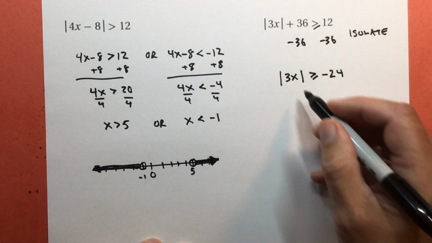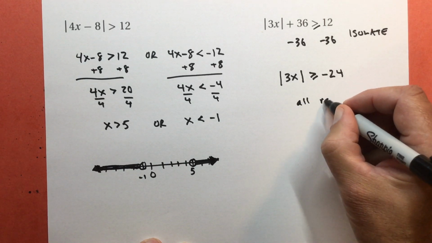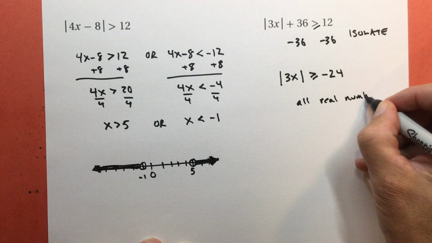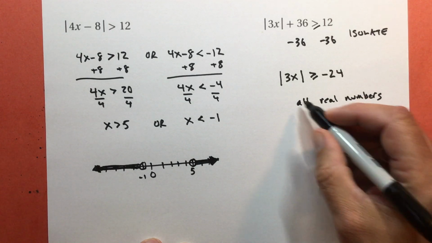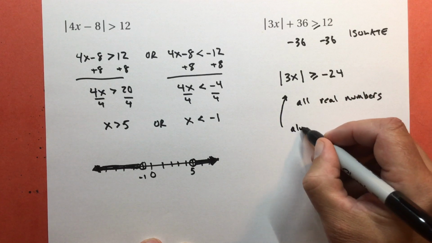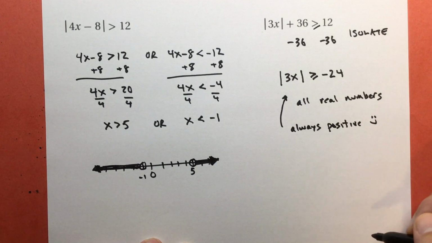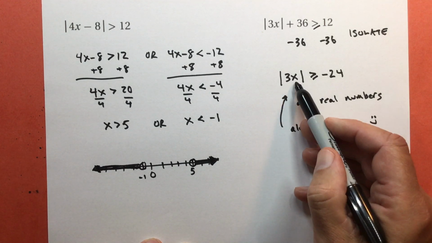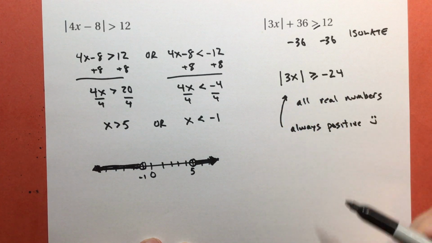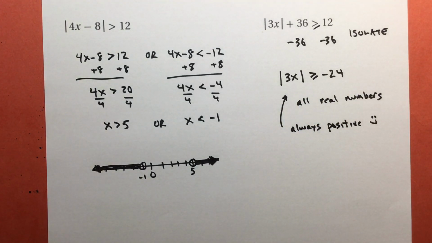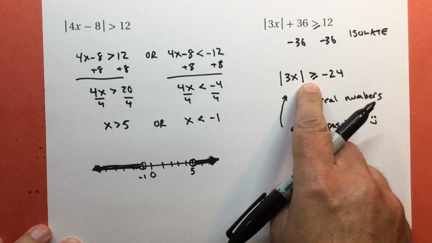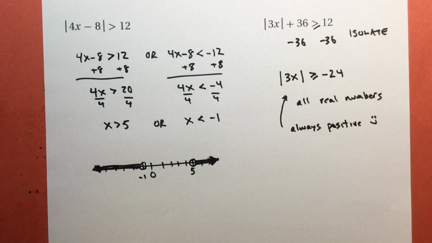And just like the last problem, in this one, this is going to be all real numbers. So I guess I didn't need to switch that to a greater than, because this is going to be always positive. I can't help it. And every positive number, and 0, is going to be greater than negative 24. So if you say, well, do I have to show my work? You did show your work. You recognize right away that this has to be greater than a negative number. Okay, in the next video, we're going to talk about conjunctions.